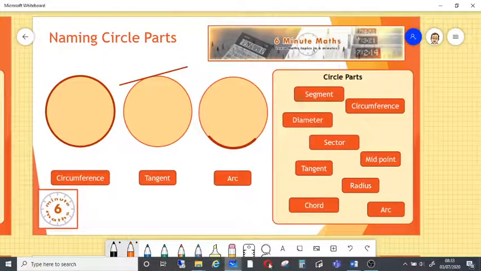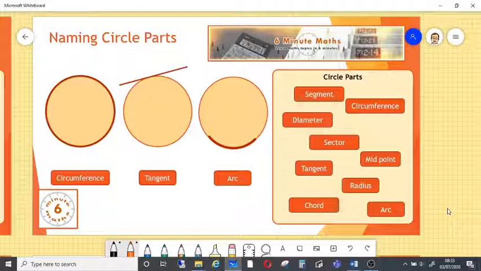So the next three circle parts, we've got the circumference, which is the first one, and that goes all the way around the edge. It is another word for a perimeter. Every other shape when we measure it, the outside and all the way around or around the edge, is called the perimeter, but the circle has a fancy name, if you like. It's called the circumference.